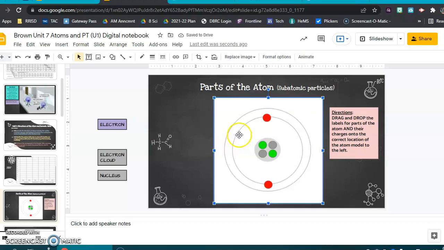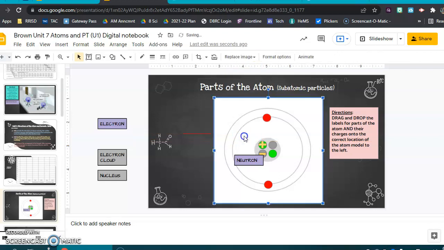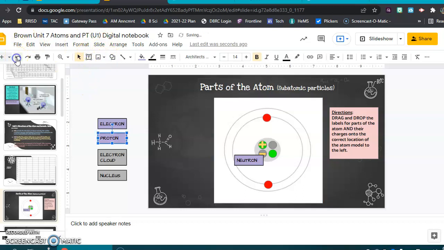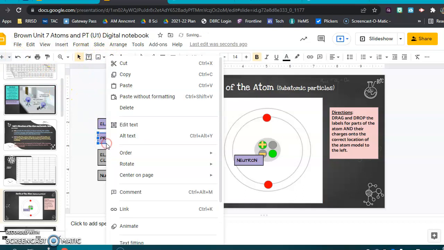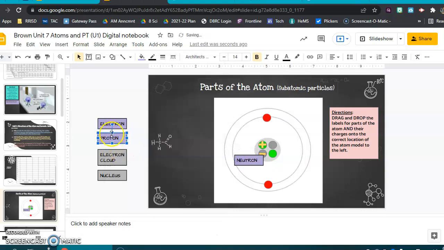Oops. I'm going to hit reverse because I don't want to lose any of that stuff. Let me do the undo again so we can get that. Come here, get my friend the proton. Little trick here today: I'm going to right click, hit order, and hit bring to front right away on that one over here. Okay.